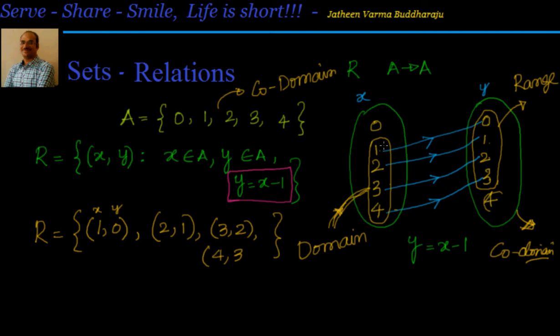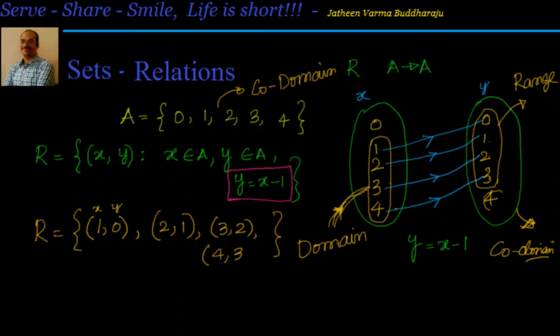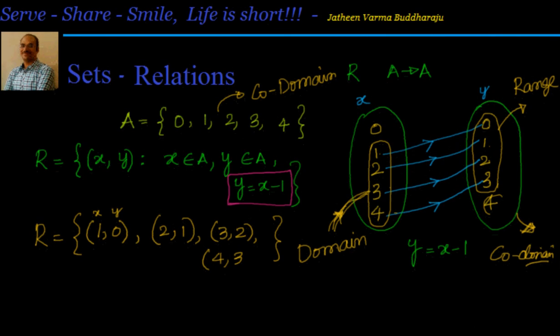Now, the set of all the elements which are part of the relation from the first set is called the domain and from the second set is called the range respectively. Not only that, the set of all the elements which are either part of the relation or not, but are part of the second set, is called the codomain, and here you can see codomain equals A. We'll solve some simple examples so that we understand this concept.